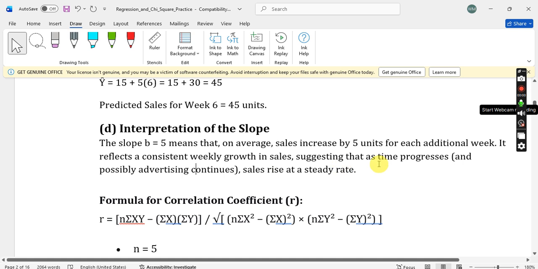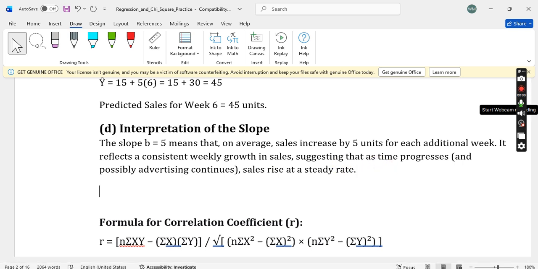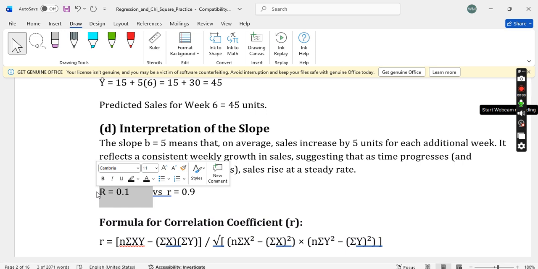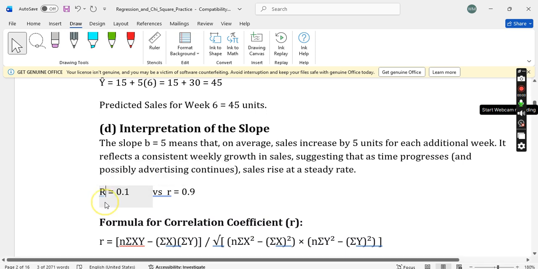So this is the scale of how you determine. If, for example, an R of 0.1 versus an R over 0.9, the one with 0.9 shows a stronger positive relationship between the variables compared to this one, which is 0.1. So basically we formed an equation, but we want to see how strong the relationship of the variables is.